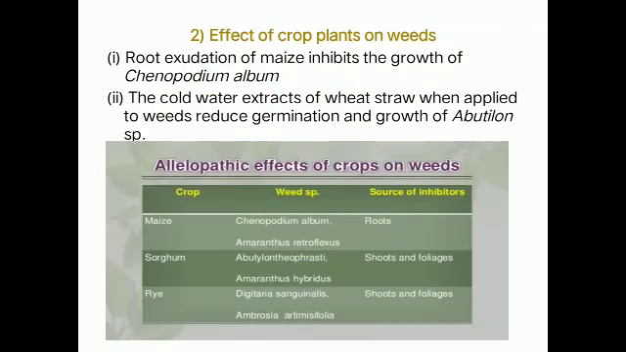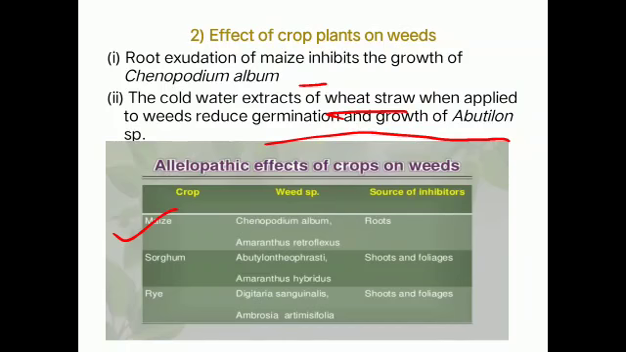Then the second form: crop on a weed. So the effect of crop plants on a weed. The root exudates of maize inhibit the growth of Chenopodium album. So maize roots exude allelochemicals and they inhibit the growth of the weed Chenopodium album. Then cold water extract of wheat straw, when applied to the weed, reduces the germination and growth of Abutilon species.